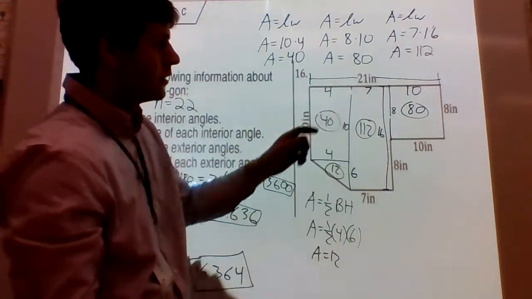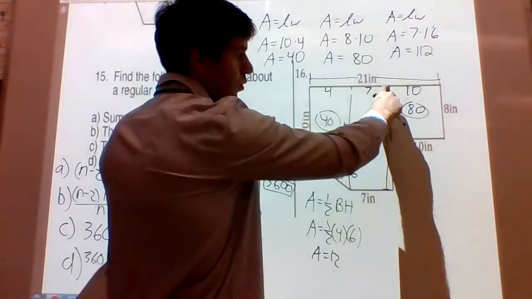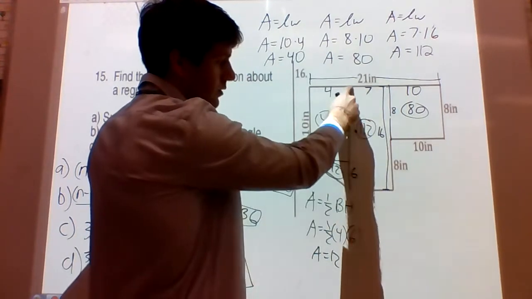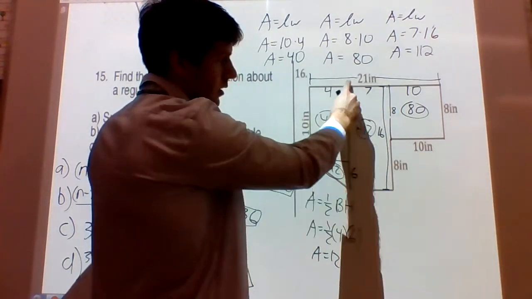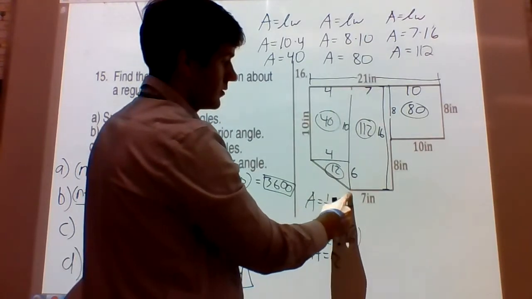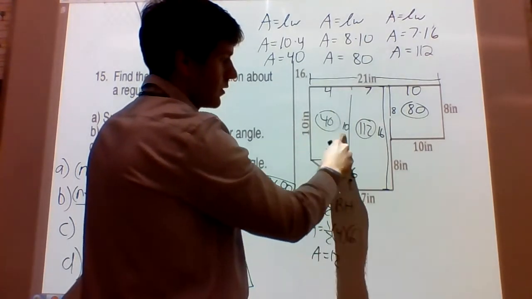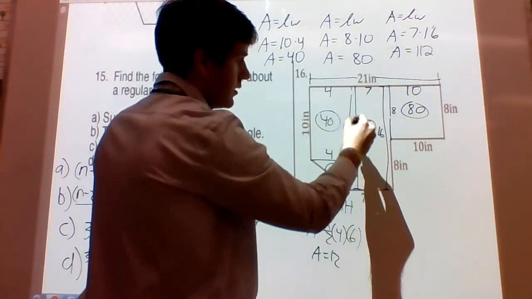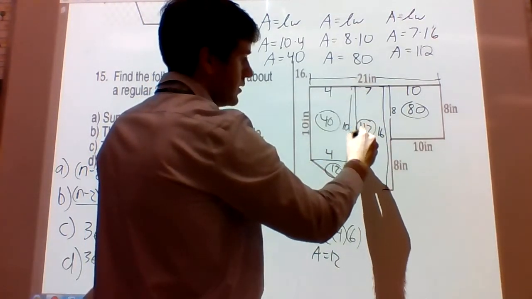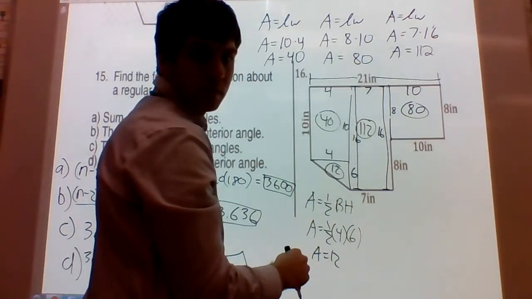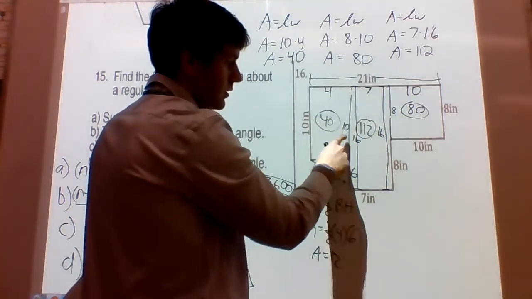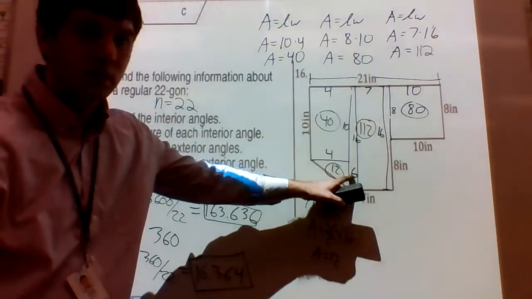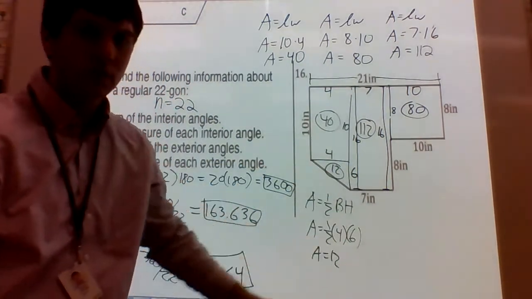Okay, and again, we know this whole piece has to be 16. The whole thing has to be 16. We know this is 10, so therefore that's 10. So 16 minus 10 gives us 6. So 4 and 6. 1/2 times 4 and 6 is 12.